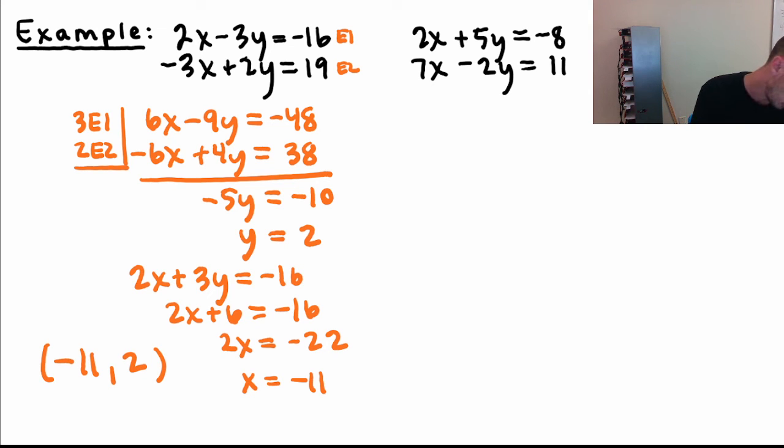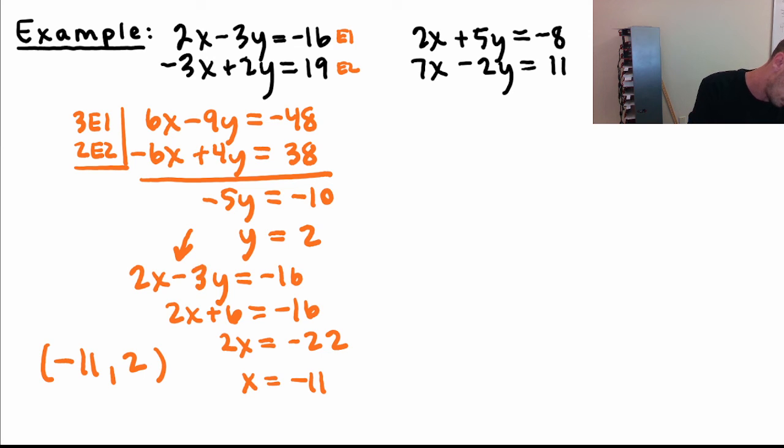And we could go and we could check our answer. So negative 22 minus 6, that's not negative 16. I've made an error. Okay, let's figure out where this error is. I see it. It's a copy error right here. 2x plus 3y. It's 2x minus 3y.